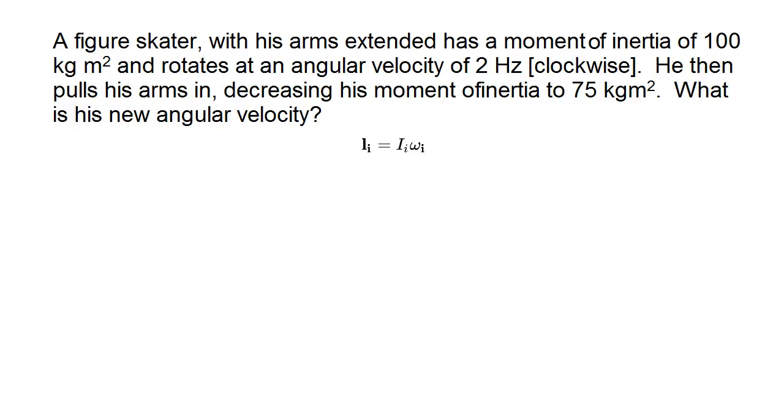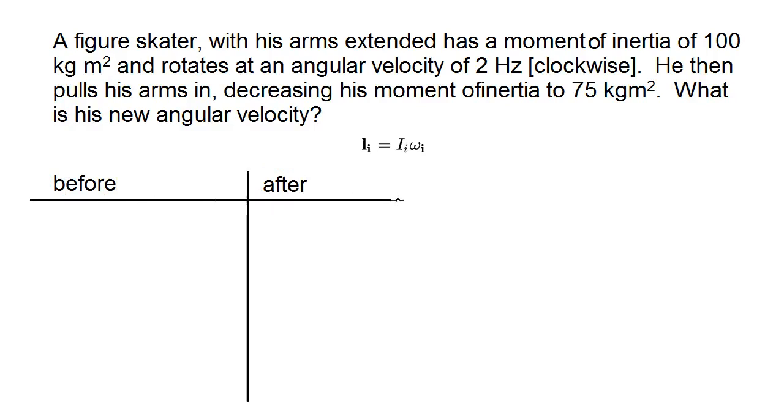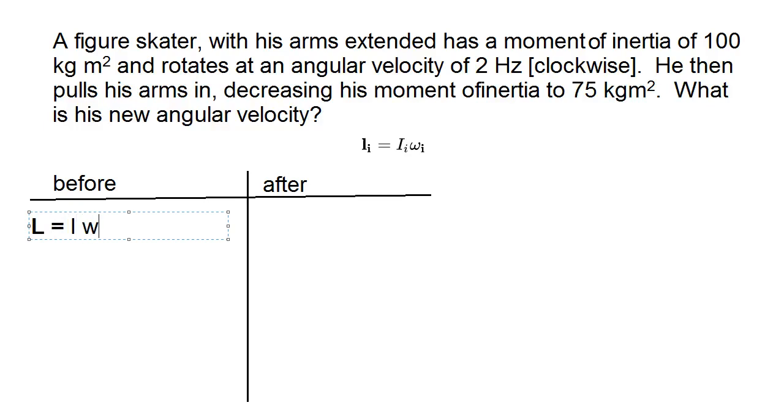So just like before, what we want to do is look at a case before and after. We want to look at this before he pulls his arms in, and after he pulls his arms in. In this particular instance, this person is the only thing present, so there's only going to be one momentum we need to look at. In the before case, we can calculate the angular momentum by simply taking the moment of inertia and multiplying it by the angular velocity. I'm going to use capital L here, just so it's clear what we're dealing with, since the lowercase l is kind of hard to read.